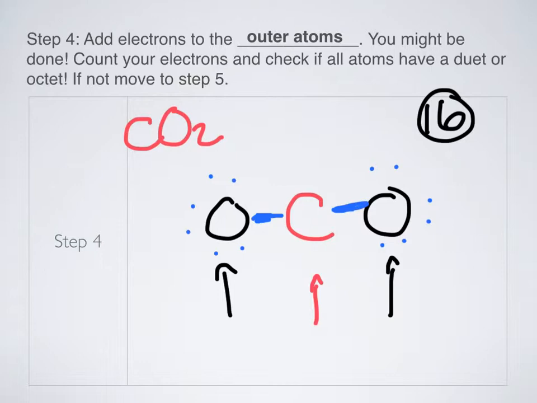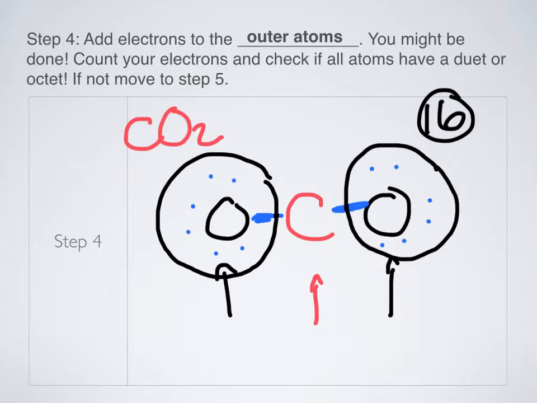All right, so it says I might be done. So I have to look, count my electrons. Good, I have 16 electrons just like I want in my picture. It says check and see if all atoms have a duet or an octet. So let's count my electrons around things. Right here, this guy has 8 electrons. It has an octet. It's nice and happy. This guy right here has 8 electrons around it. It has an octet. It's happy. What doesn't have an octet? Well, carbon.